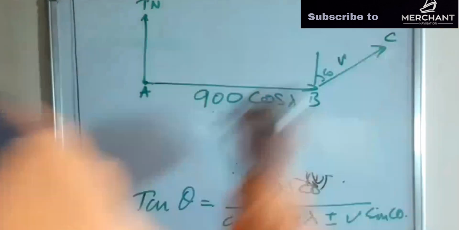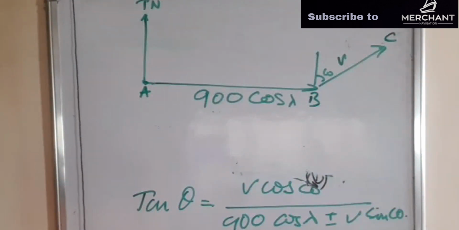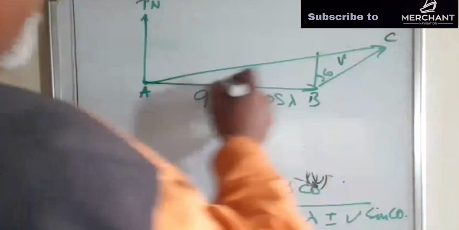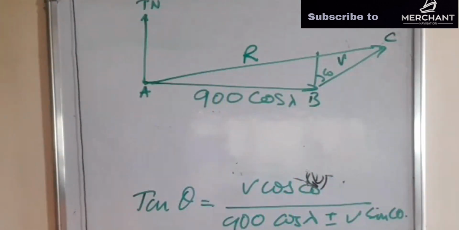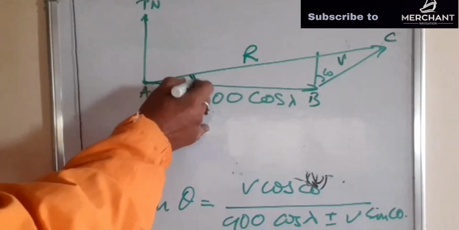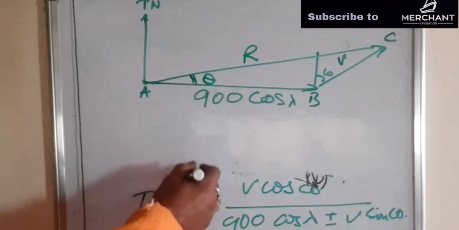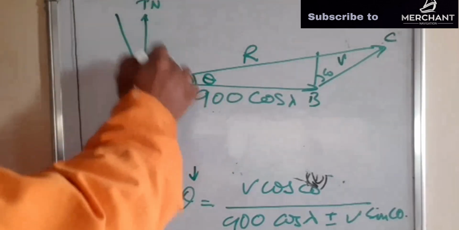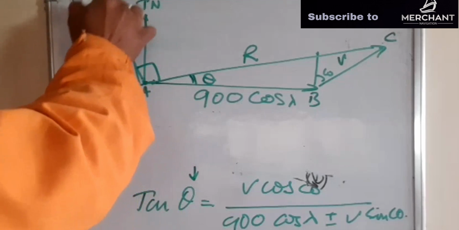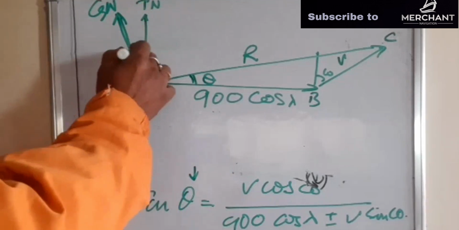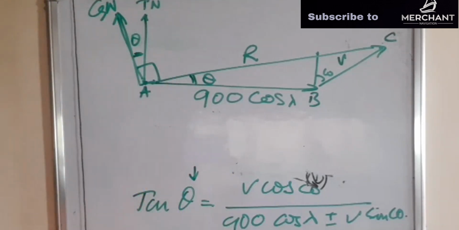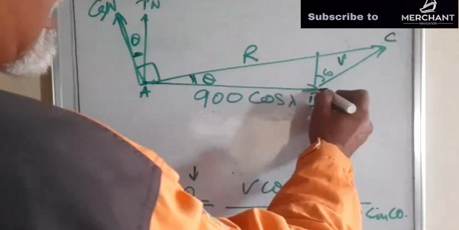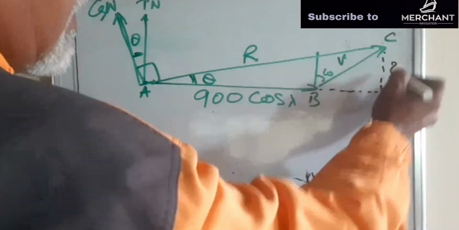BC is the speed of the ship at a course CO. The resultant is AC. The angle of inclination is theta, which is the steaming error. The gyro compass is settling down perpendicular to it. Gyro north is here. This is also theta. Would it not be nice to solve this tan theta if we have available these two values?